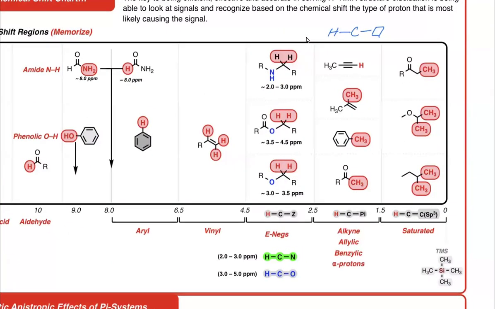Breaking this down for you, in that 0 to 1.5 range, you have a proton on a carbon that's just neighboring another sp3 hybridized carbon. I call those saturated protons. They shift 0 to 1.5.